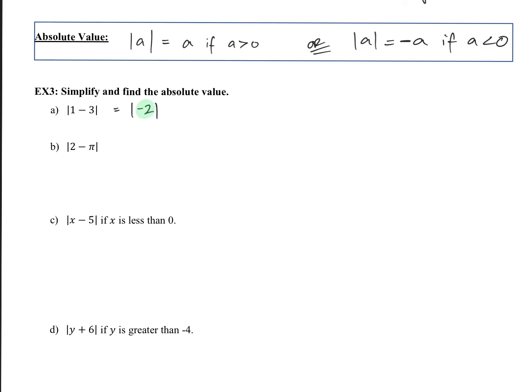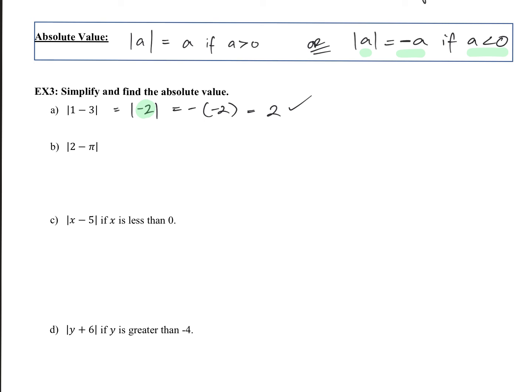The item on the inside is negative, so it originally was less than 0, which means we're going to take the opposite of the value inside. So what's the opposite of negative 2? That is going to be positive 2. And there we go. Usually people just skip that in between step and go straight to there. But that is sort of a description of what happens.